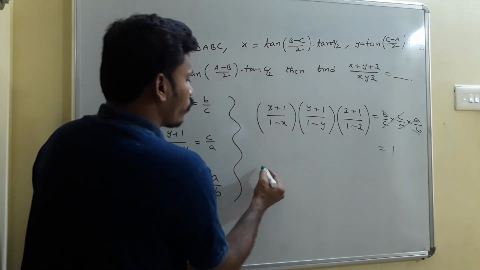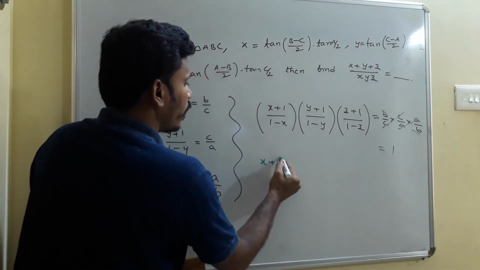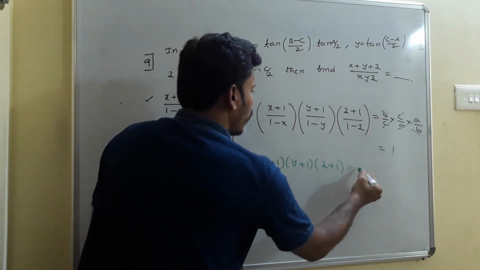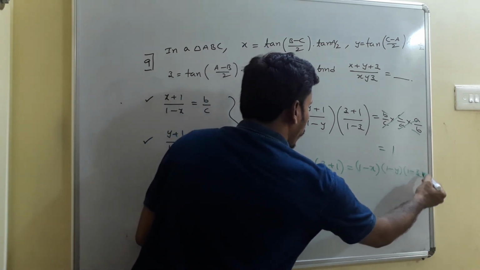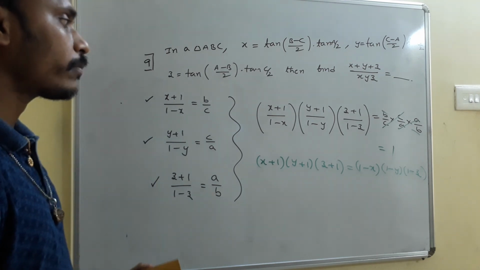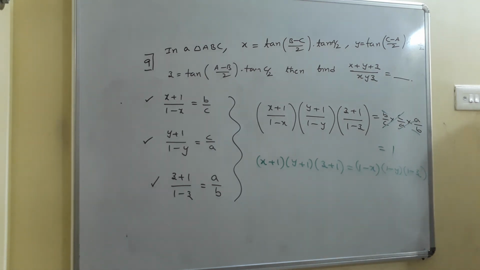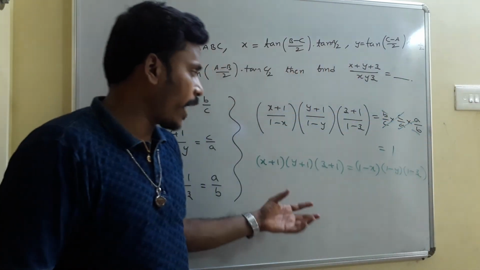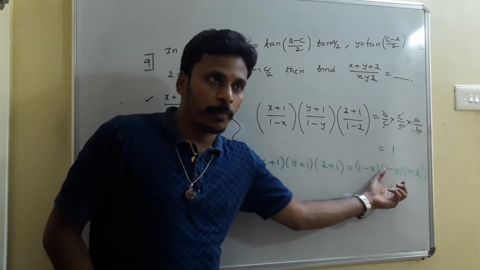Now these denominators you need to send to that side. (x plus 1) into (y plus 1) into (z plus 1) is equal to (1 minus x) into (1 minus y) into (1 minus z). Is it right? Yeah. Now you need to multiply both sides, the left side (x plus 1)(y plus 1)(z plus 1) and the right side (1 minus x)(1 minus y)(1 minus z). I am leaving it for you: just multiply the left side and the right side also.